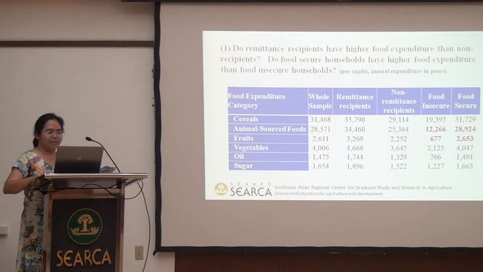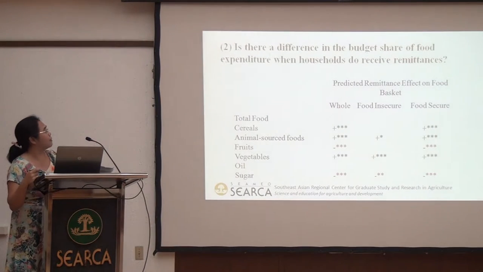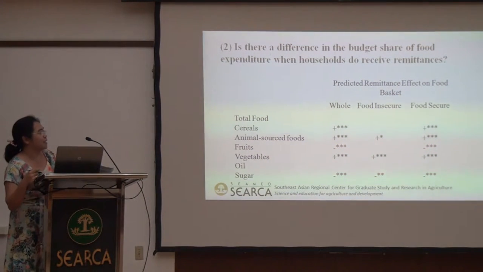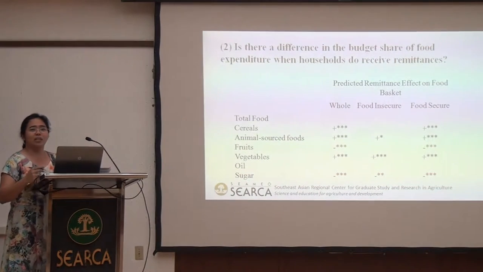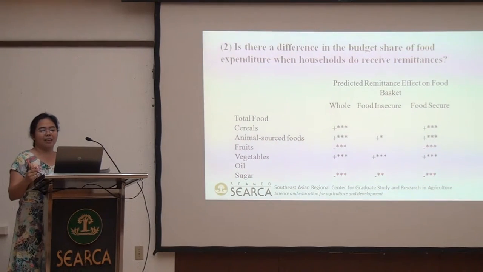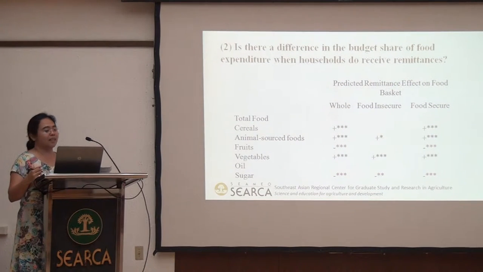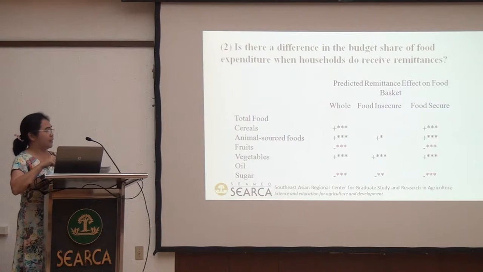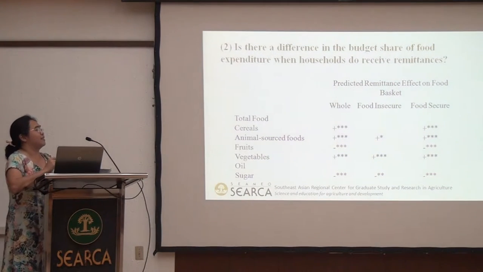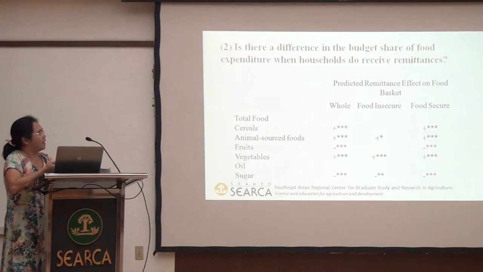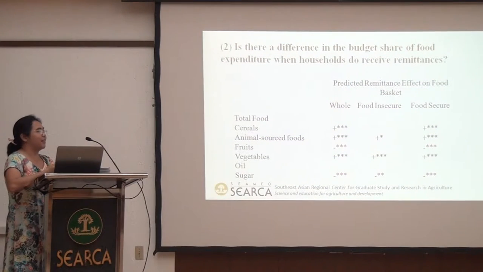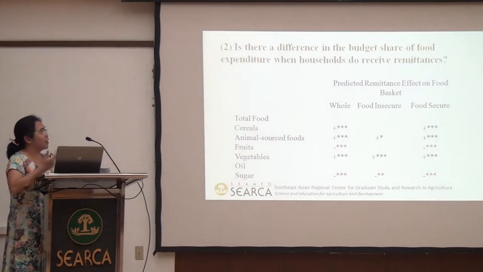Now let's answer the second objective. Is there a difference in the budget share of food expenditure when households receive remittances? Our target is to look at the coefficient of the predicted remittance and its effect on the food basket. So again, we refer to the entire households that receive remittances, the food insecure households that receive remittances, and the food secure that receive remittances. The asterisk pertains to the level of significance at 1%, and the positive pertains to the relationship of that budget share toward the remittance.